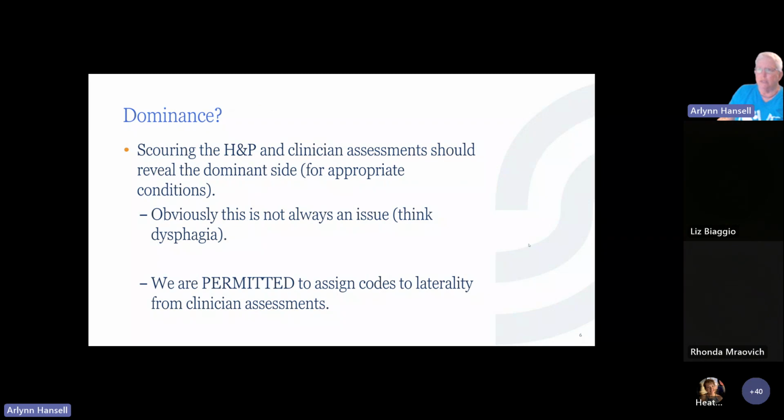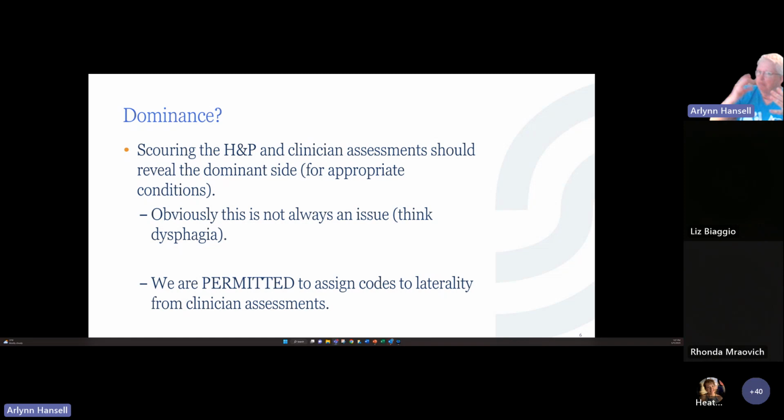Dominance, just a reminder about dominance. If you look through the H&P, look through the clinician assessments, always read the clinician assessments. OT is pretty much going to be on target as far as calling out dominance, because they always find what's dominant since it has a lot to do with feeding and self-care. PT might have a 75 to 80% chance of getting that dominance. Nursing, good luck finding dominance. That's just historically the way it works out.